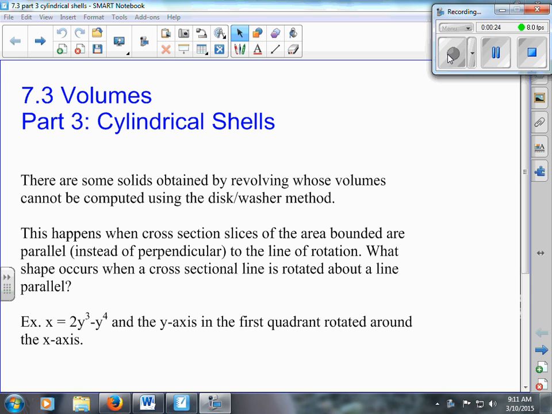All right. So some solids cannot be done with discs and washers. Have you run into one of these? No, because all the shells homework is at the end.